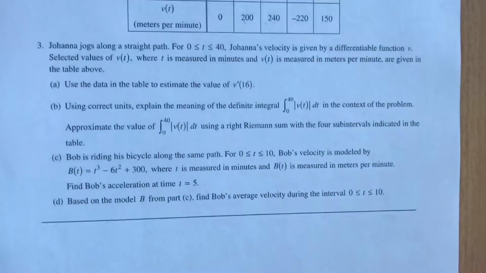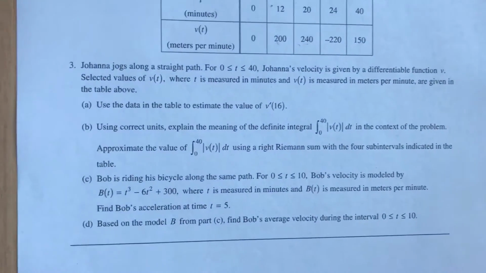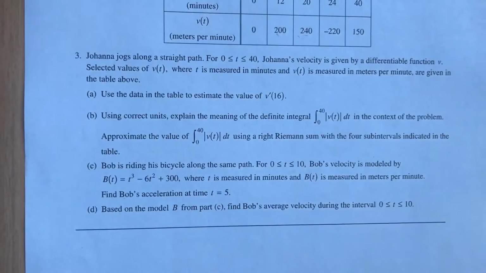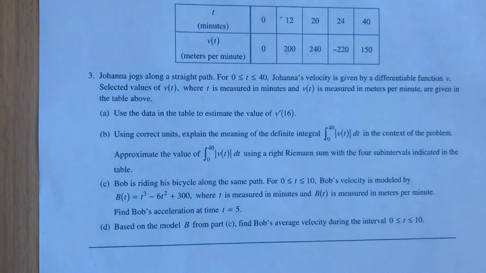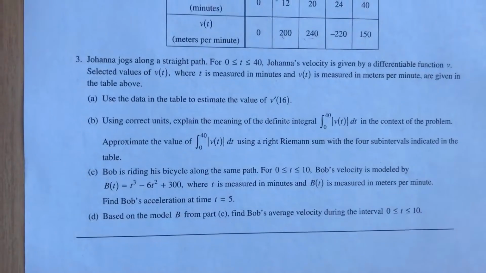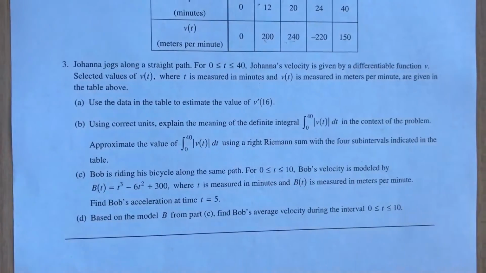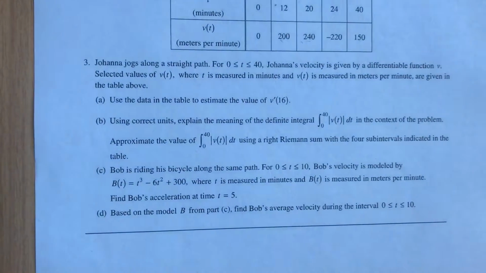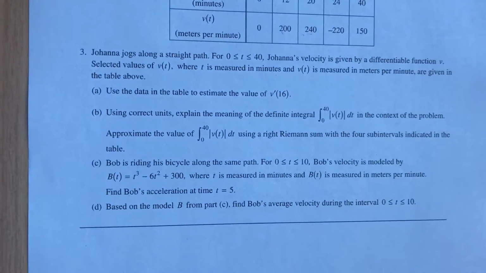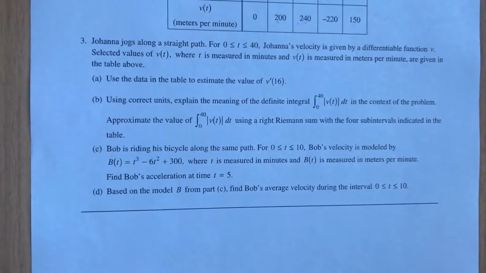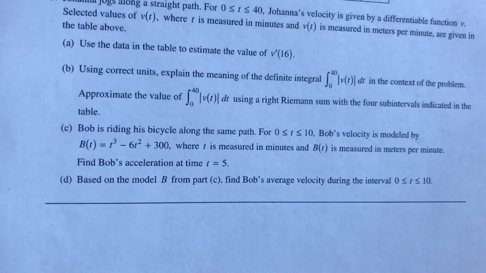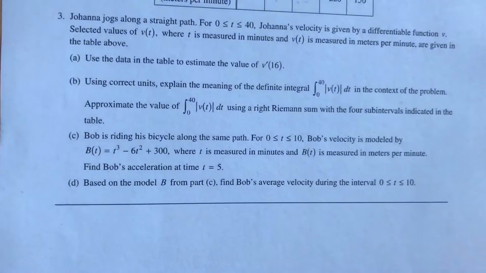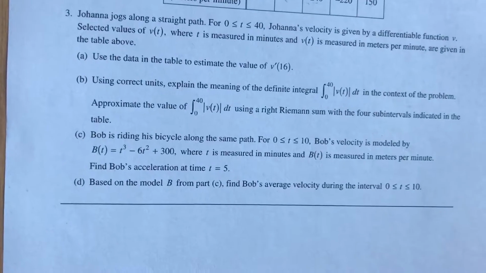3b. Using correct units, explain the meaning of the definite integral of the absolute value of v(t) dt from 0 to 40 in the context of the problem. Approximate the value of the integral of absolute value v(t) dt from 0 to 40 using a right Riemann sum with the 4 subintervals indicated in the table. So before starting the problem, we have to remember that velocity equals distance over time.